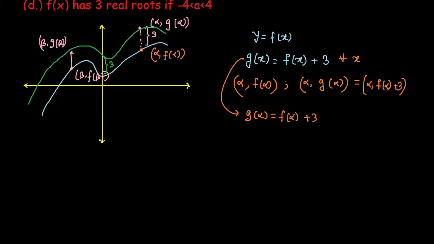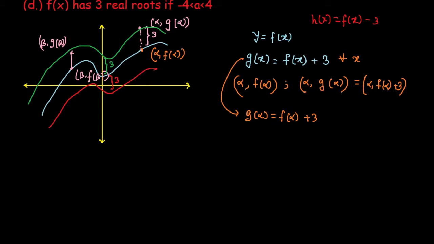Now suppose we want to draw the graph of h of x, say f of x minus 3. By the same logic, the graph must be shifted downwards by a magnitude of 3. So this is the graph of h of x equals f of x minus 3.